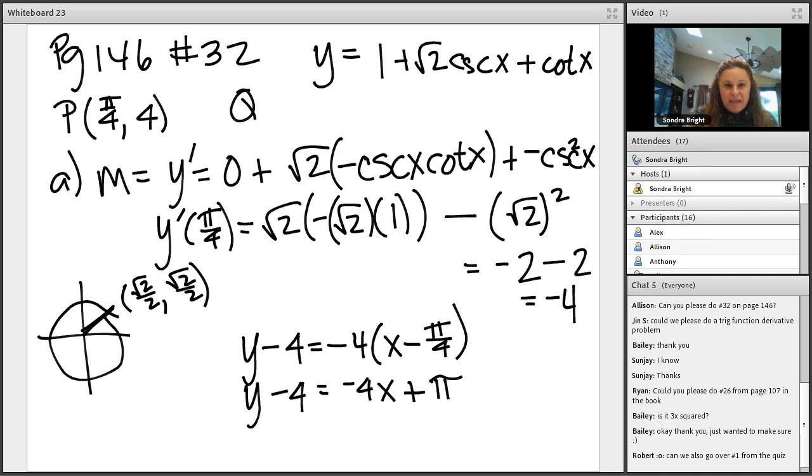Y minus 4. And then you add the 4 over. And I got negative 4x plus pi plus 4.